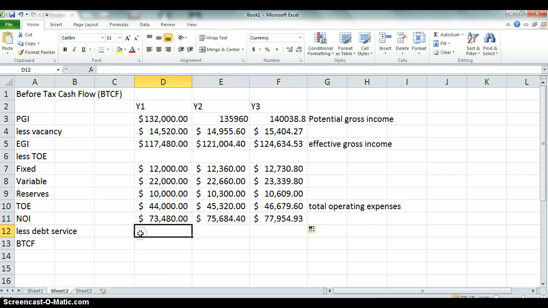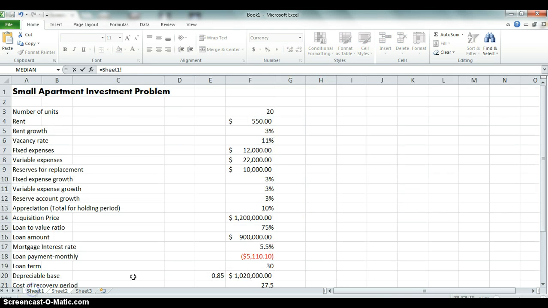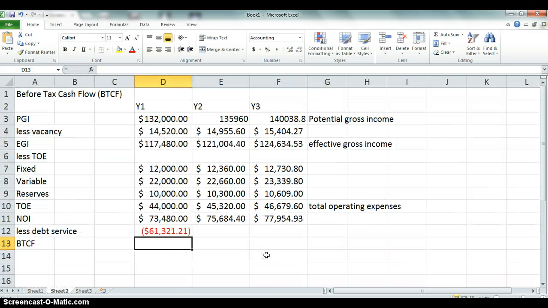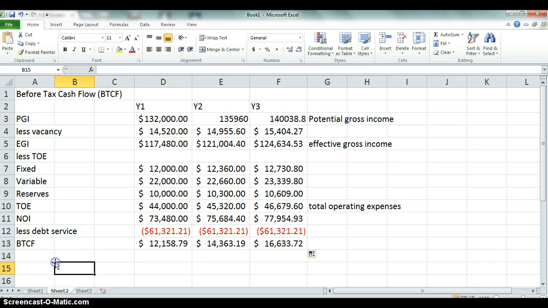For debt service, we will have the payment, secure the payment, times 12, and repeat it for all 3 years. And finally, our before tax cash flow will be equal to our net operating income minus our debt service, which is already a negative number. Okay.